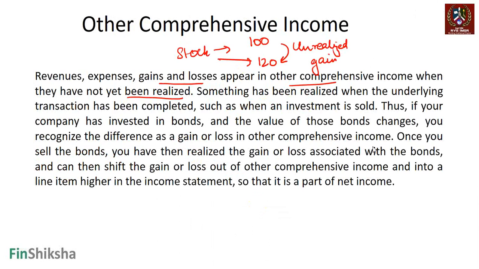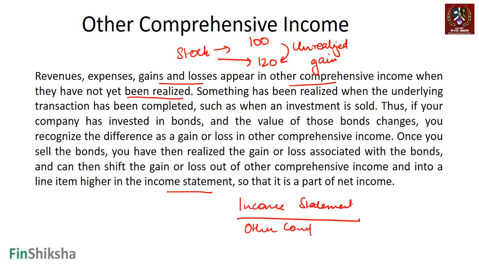Thus, if your company has invested in bonds and the value of those bonds has changed, you recognize the difference as gain or loss in other comprehensive income. Once you sell, you have realized the gain or loss associated with the bonds and shift it from other comprehensive income to a line item higher in the income statement. So usually the way it works is you have an income statement, and under global practices, just below this, you will give what is called other comprehensive income, right?